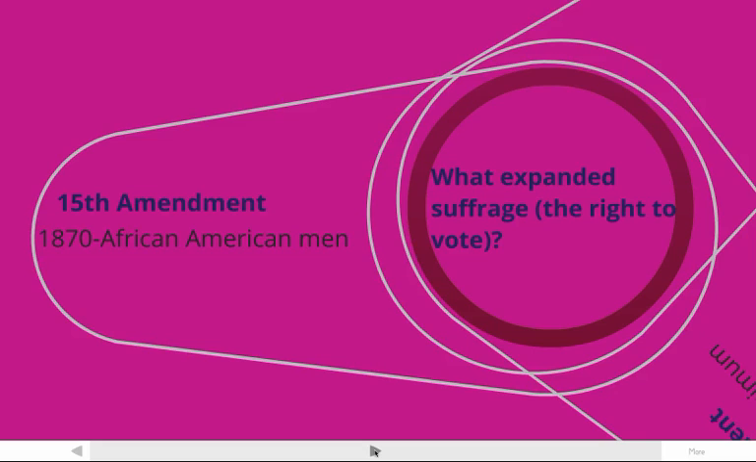Now, the first expansion of suffrage was that, as I said, from all white men to all men in general. And so in 1870, African American men got the right to vote with the 15th Amendment. This was the third of what were called the Civil War Amendments, the 13th, which ended slavery, the 14th, which gave African Americans the protection of rights, and the 15th Amendment gave them the right to vote.